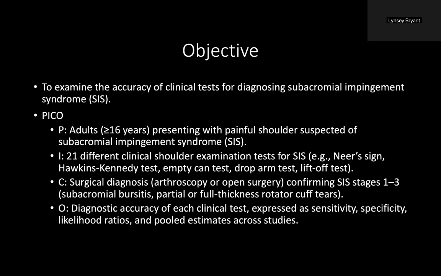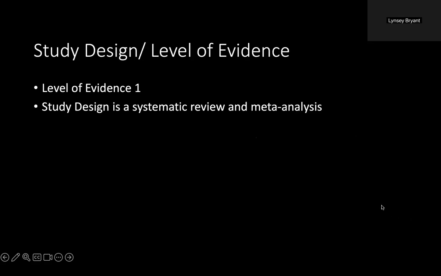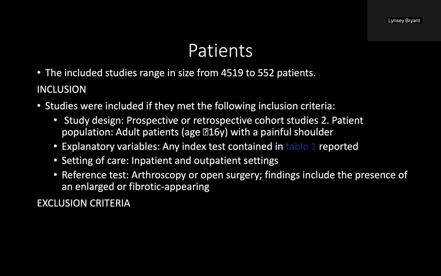The outcome is diagnostic accuracy of each clinical test expressed as sensitivity, specificity, likelihood ratio, and pooled estimates across studies. Level of evidence is 1, and the study design is a systematic review and meta-analysis. The studies included range in size from just over 500 to over 4,000 patients.